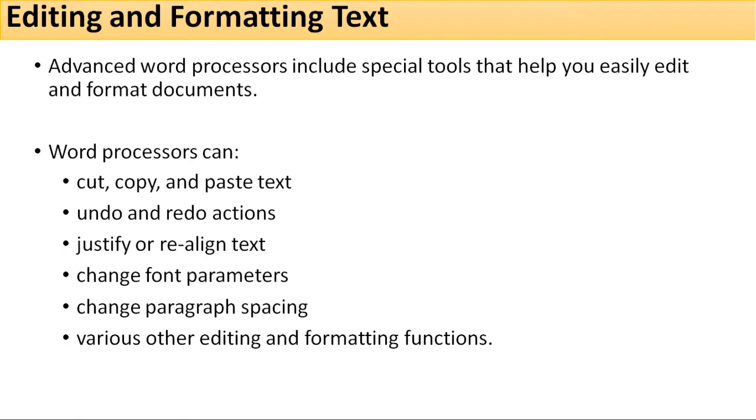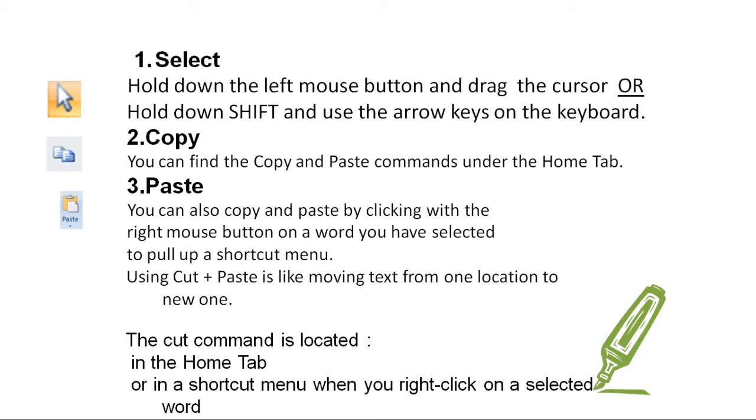Editing and formatting text. In this, word processors can cut, copy and paste the text, undo and redo the actions, justify or realign the text, change the font parameters, change paragraph spacing, and various other editing and formatting functions are present. See, for selecting, hold down the left mouse button and drag the cursor, or the other way is to hold down shift and use the arrow keys on the keyboard.